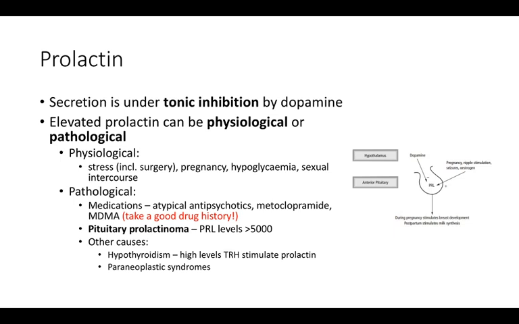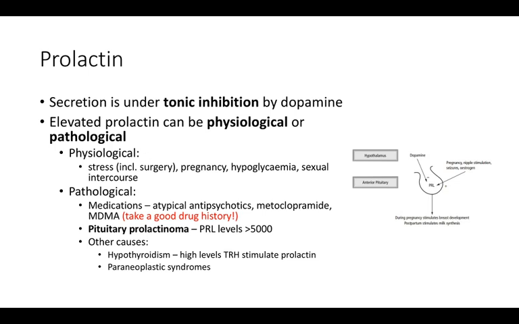So prolactin is secreted by the anterior pituitary. Under normal circumstances, the secretion is under tonic inhibition by dopamine. So prolactin can be elevated in response to physiological stimuli, including stress, pregnancy, hypoglycemia, and sexual intercourse. Pathological causes of prolactin rise include iatrogenic causes with medications including atypical antipsychotics and metoclopramide, and pituitary prolactinoma.